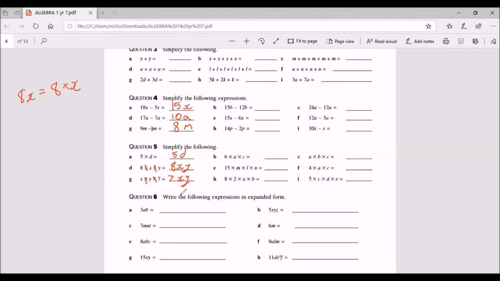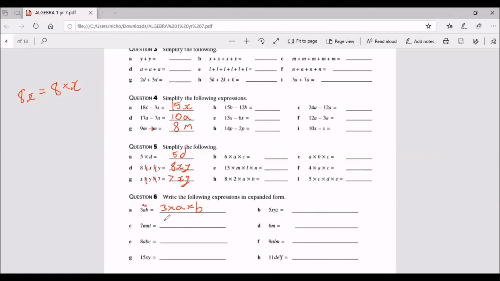So now we want to write the following expressions in expanded form. So we're going to basically be doing the exact opposite of this. So rather than getting rid of multiplication signs, we're going to be adding them. So this is 3, and there's a times here, and then there's a times again. So we're going to have 3 times a times b. So we're just adding the multiplications where they should be from this formula.